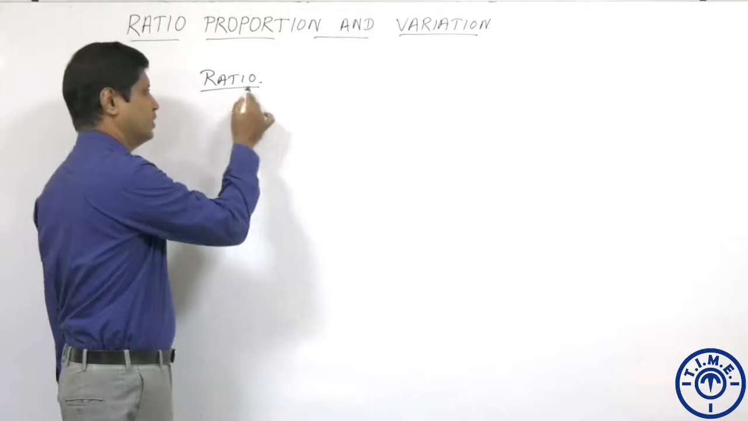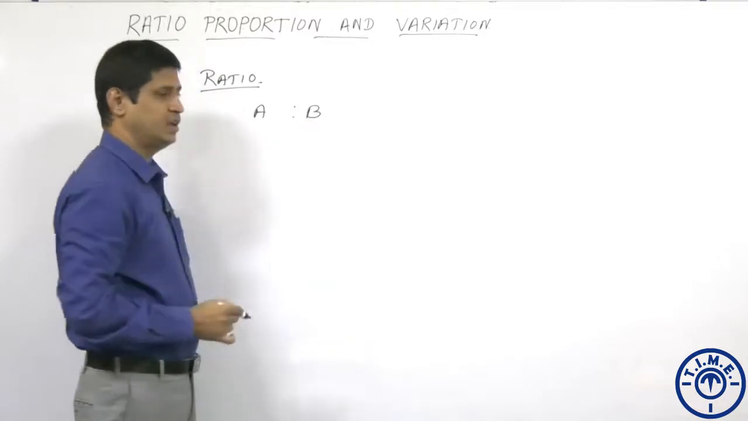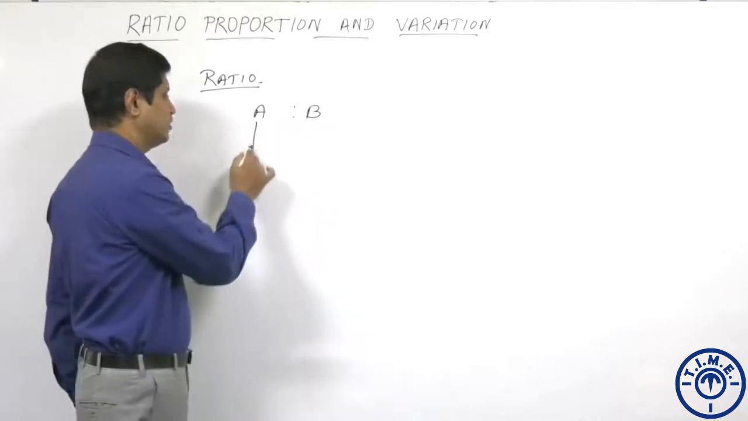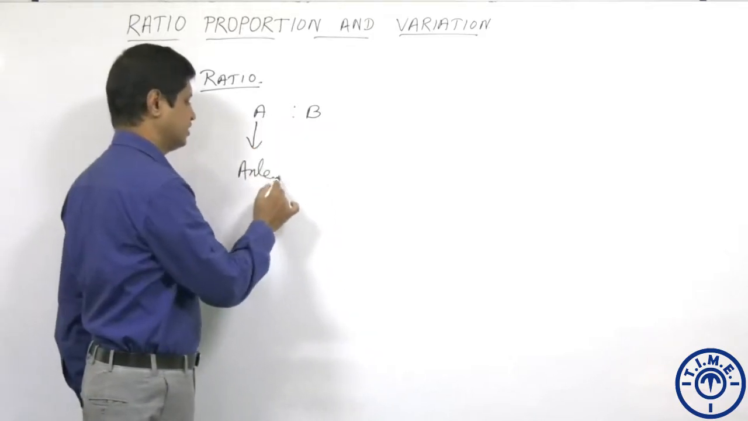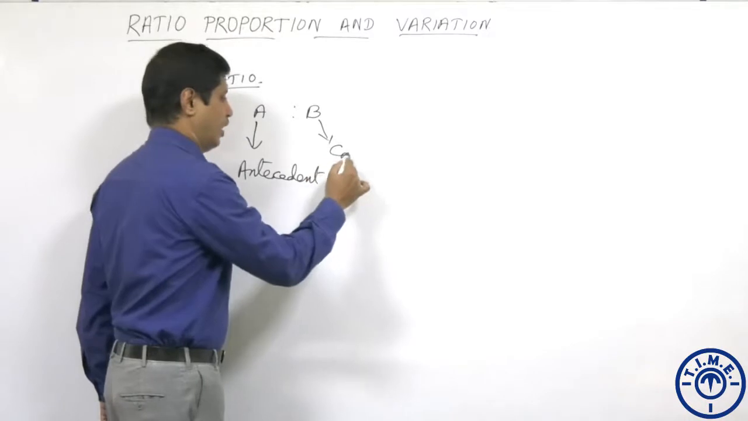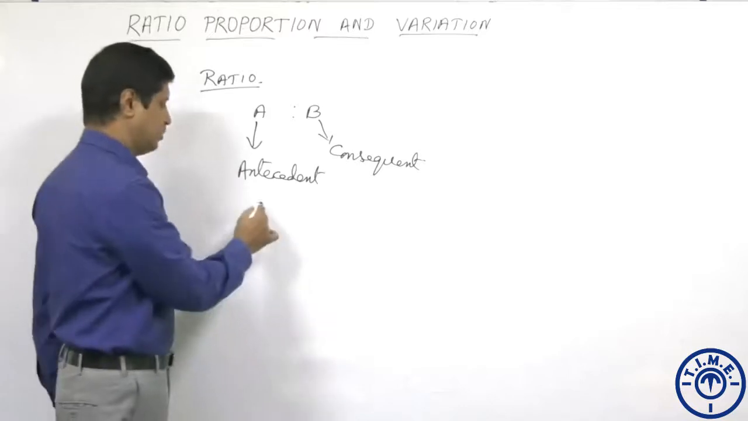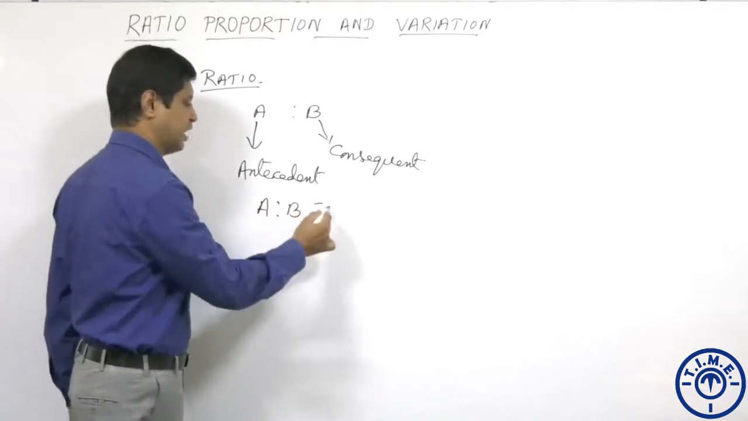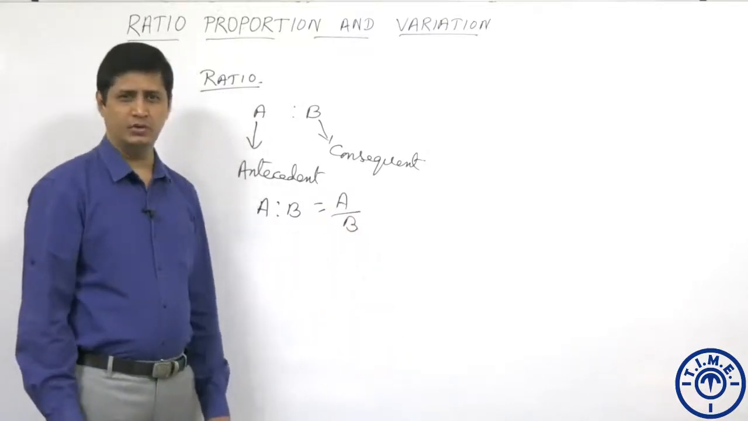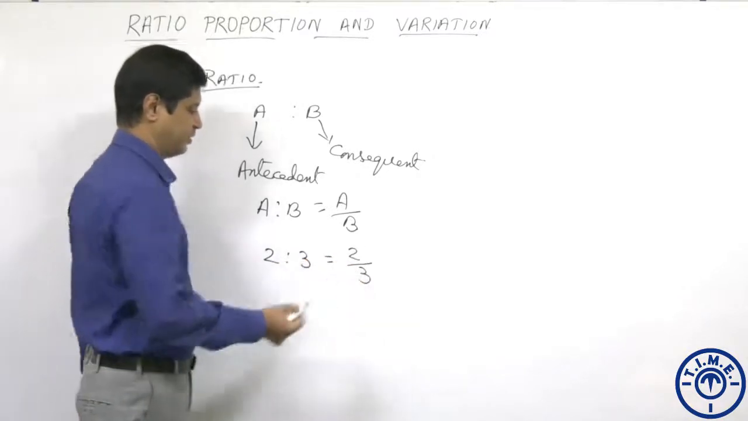Now, ratio. I am taking two variables here, A and B. The comparison of A and B is called a ratio. We read it as A is to B. A is called the antecedent, B is called the consequent. A is to B can be expressed as A by B. For example, 2 is to 3 means we can express 2 is to 3 as 2 by 3. The meaning is the same here.